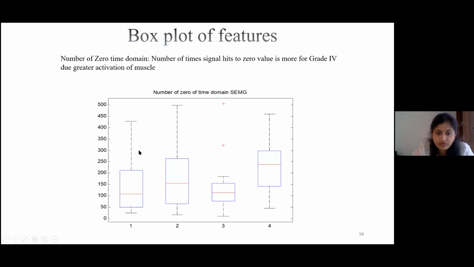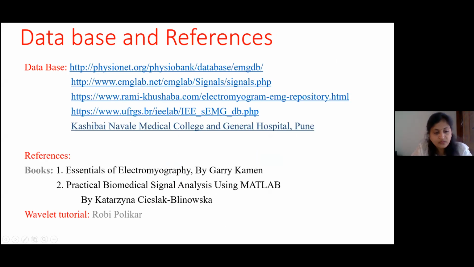This is a box plot for the first grade, second grade, third grade, and fourth grade. The features are time domain, frequency domain, and time frequency domain features. As for the feature selection algorithm and classification algorithm, I am not discussing them now.